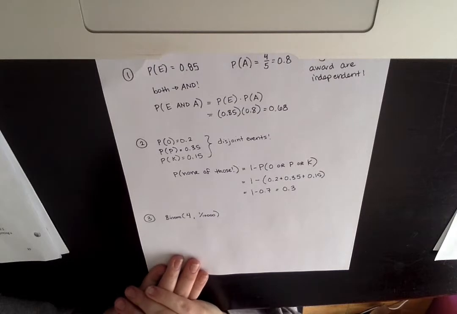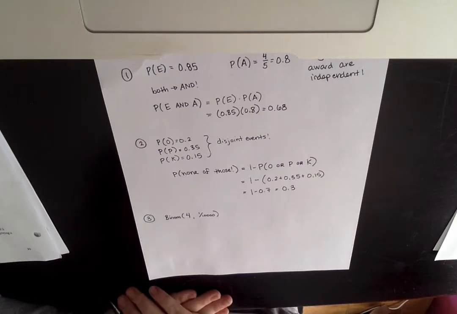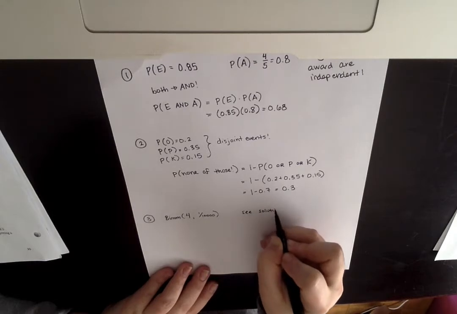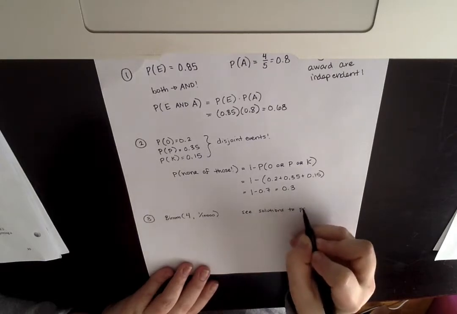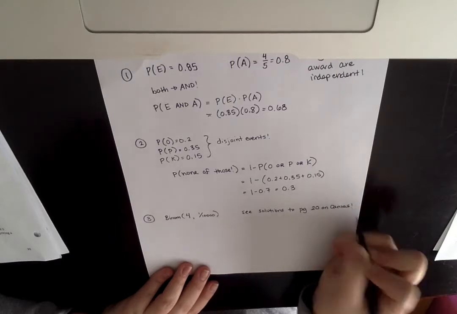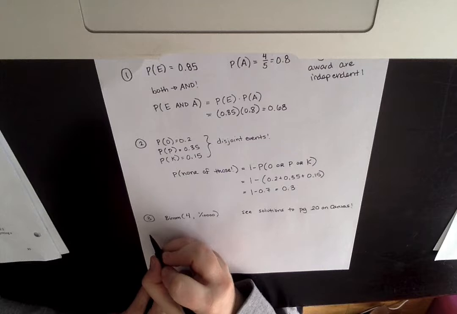Now, I'm actually going to leave the answers to A and B up to you for this one, since we just did those 2 binomial problems. So for these, you can see the solutions to page 20 on Canvas. Let's move on to 4.